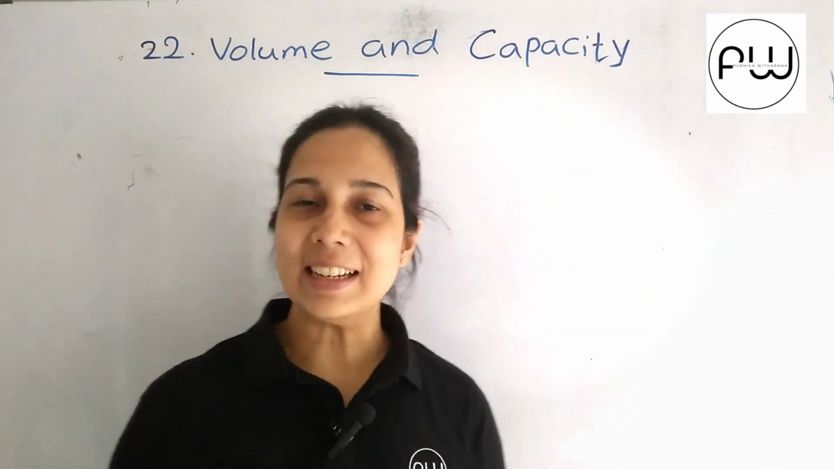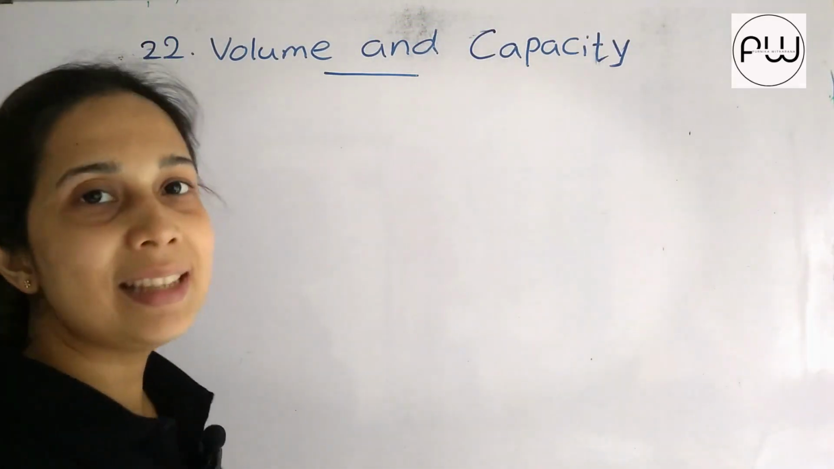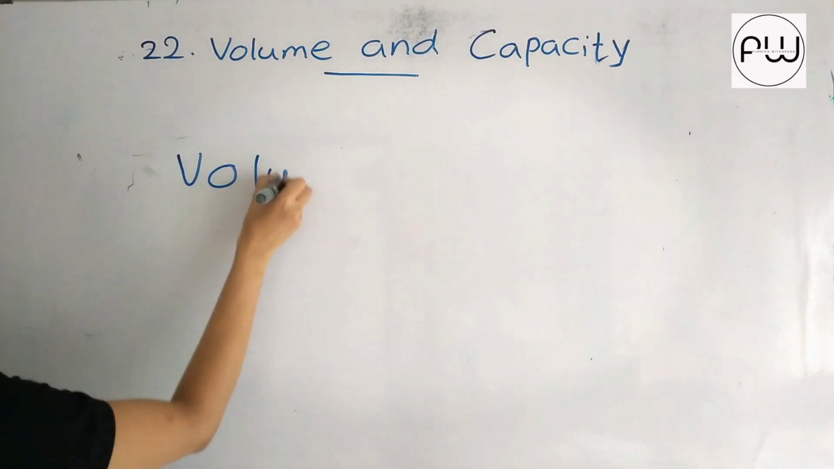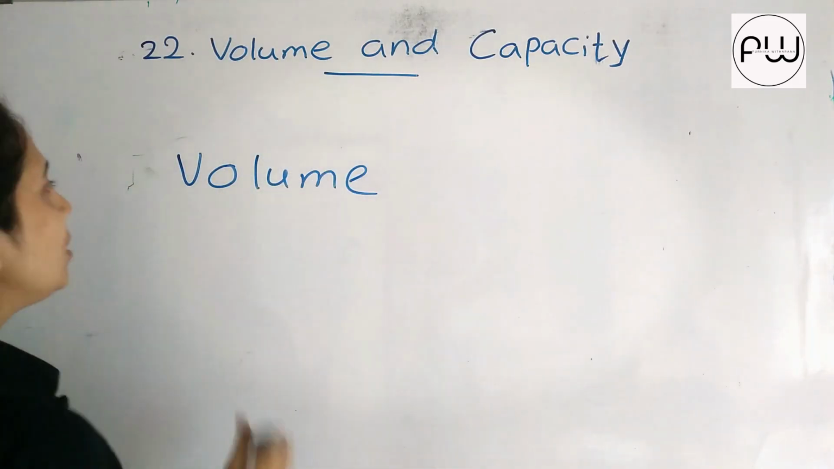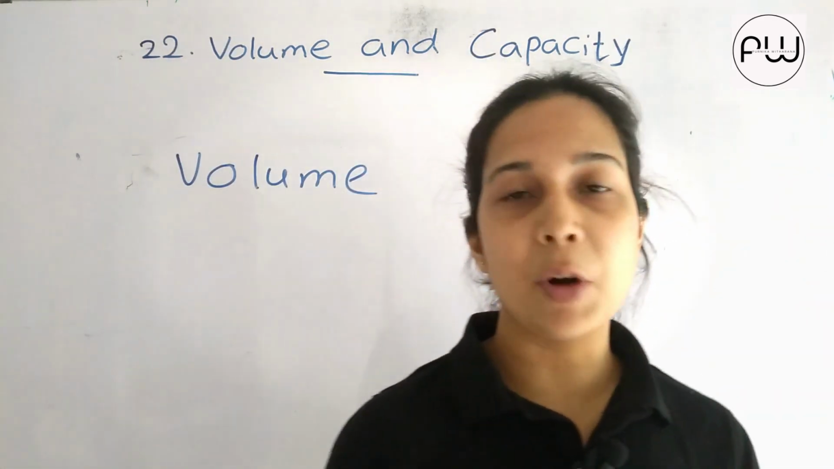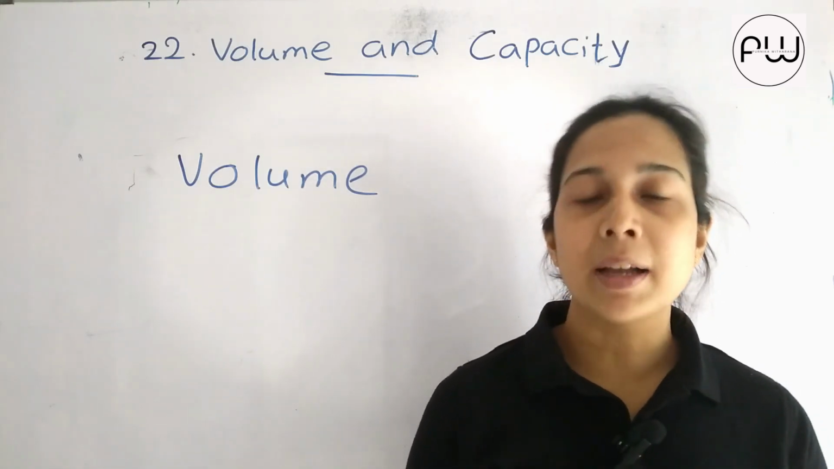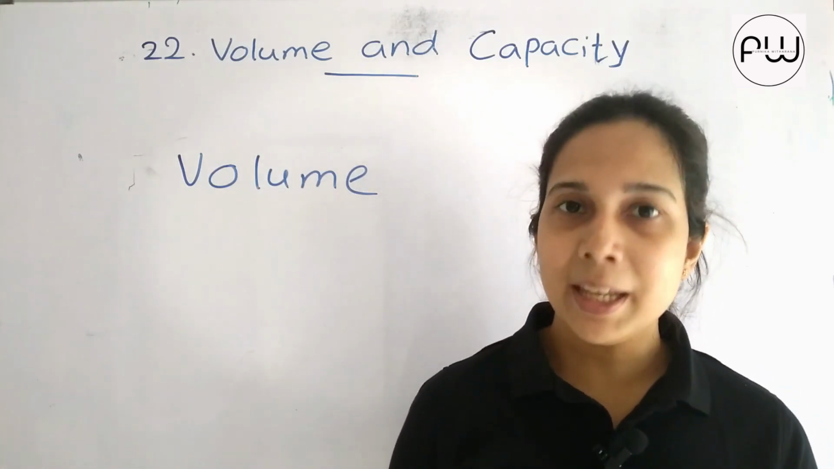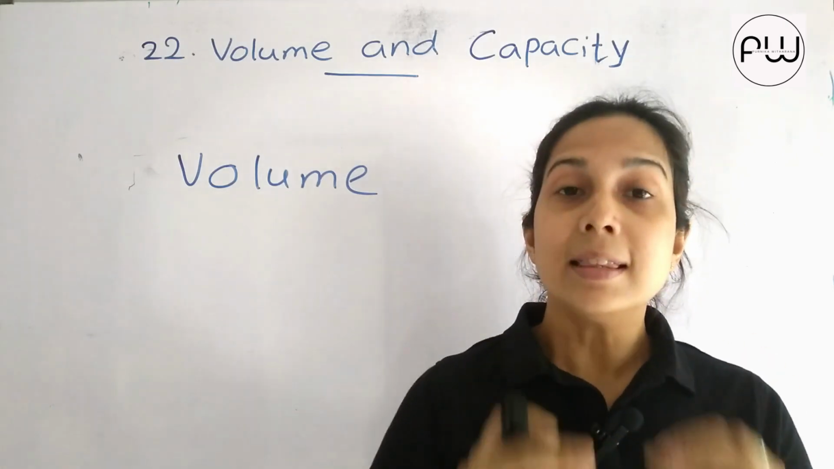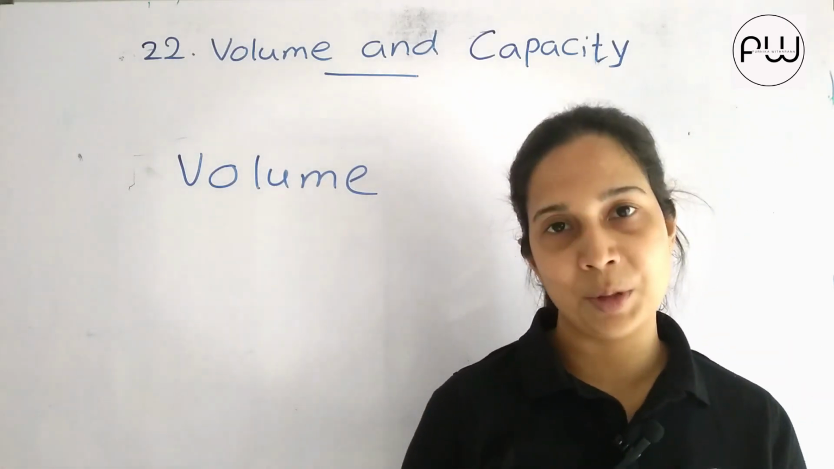Everyone, today let's learn about the 22nd lesson, volume and capacity. First we can discuss volume. In this lesson you will be able to identify how to find the volume of a cube or a cuboid. So what is meant by volume? Simply we can define volume as the amount of space occupied by an object.